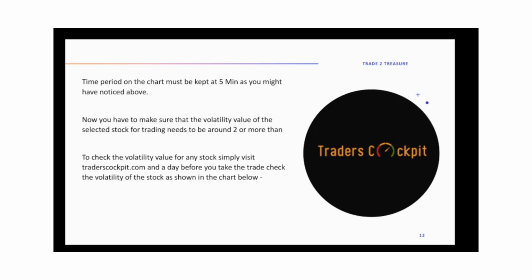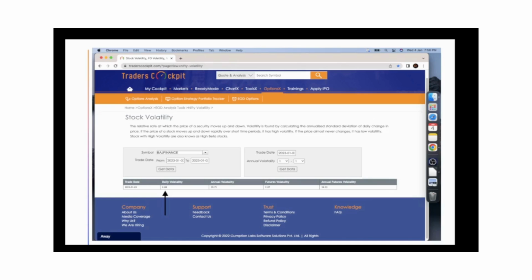Time period on the chart must be kept at 5 minutes as you might have noticed above. Now you have to make sure that the volatility value of the selected stock for trading needs to be around 2 or more than 2. To check the volatility value of any stock, simply visit traderscockpit.com and a day before you take the trade, check the volatility of the stock as shown in the chart below.